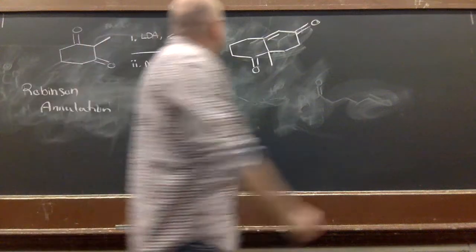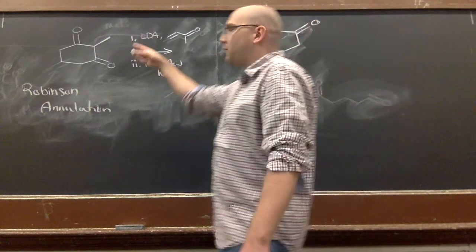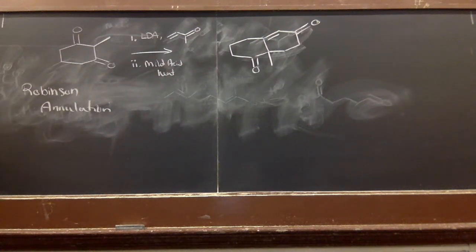I definitely have it. But this is a Robinson annulation. The annulation is just a way to say ring-forming process. So you can see we're forming a ring in this process. So here, question? All right, so let's go through this mechanism and think about how this happens together.